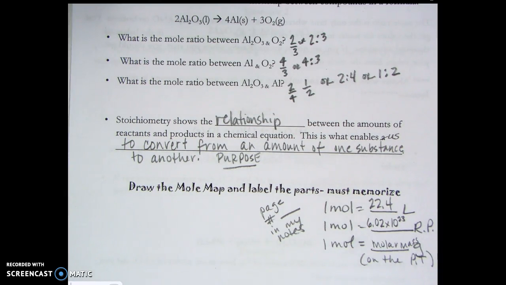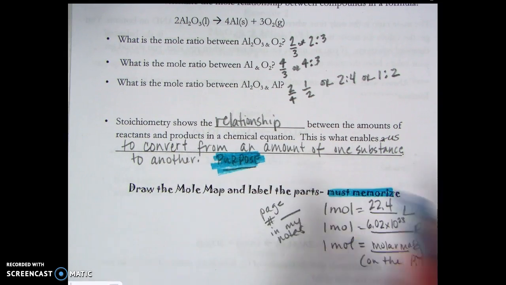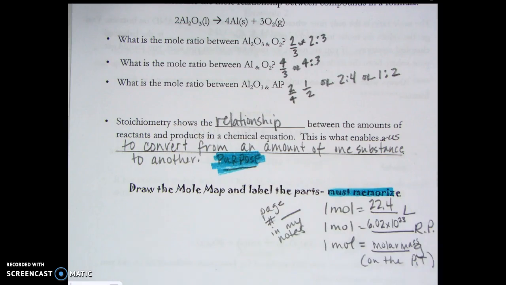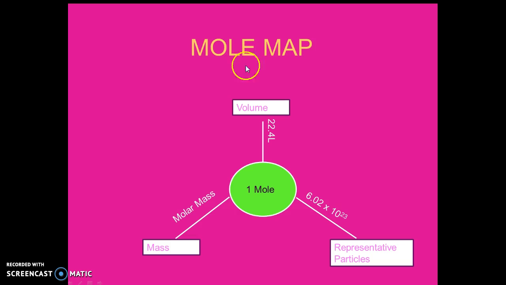Okay? All right, so now what I'd like you to do is draw that mole map. Notice it says you must memorize. We must memorize this. We must know the purpose of stoichiometry. So we're going to draw the mole map, and yours needs to look exactly like mine.